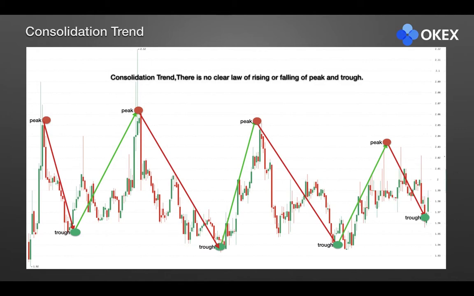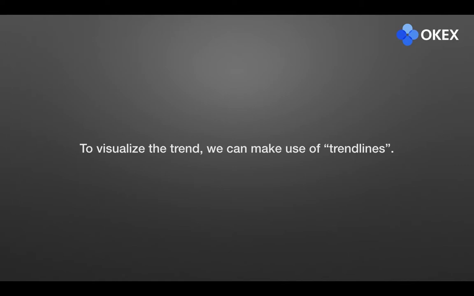Therefore, the main feature of a congestion is that the peaks and the troughs do not show any clear upward or downward trend. Instead, they stay on the same level, and we will cover that later. Through analyzing the position of the peaks and troughs on the chart, we can distinguish between uptrend, downtrend, and congestion. To visualize the trend, we can make use of trend lines.